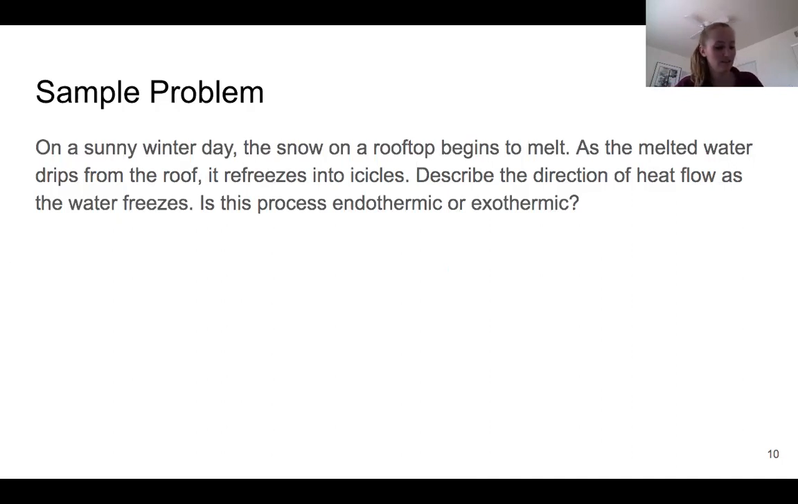Okay, so let's take a look at number 26 in your notes. It says a container of melted wax stands at room temperature. What is the direction of heat flow as the liquid wax solidifies? So I do want you to think about that for just a second. So the wax is going from a liquid into a solid. That sounds kind of similar to the sample problem we just did, right?